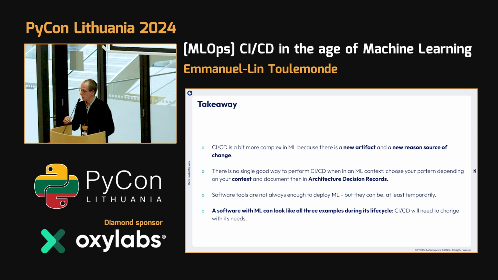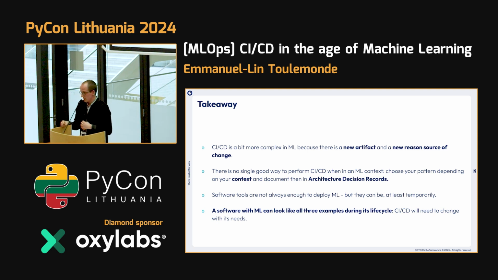Okay, so a few takeaways, and maybe we could have some questions then. CI/CD is a bit more complex in machine learning because you have a new artifact and you have new reasons for change. You have a new source of change, which is data. There is no single good way to perform CI/CD in an ML context. You have to choose your pattern depending on your context, on what you are doing, and maybe you could document it in an architecture decision record, you know, this thing that architects do. You log, I had this idea, this idea, this idea, here are the pros and the cons.